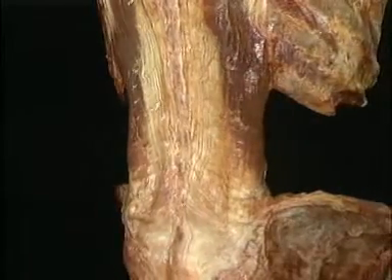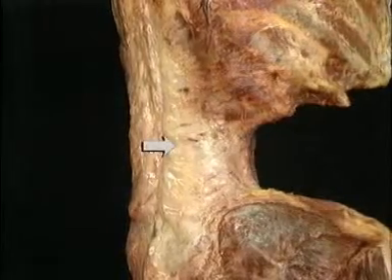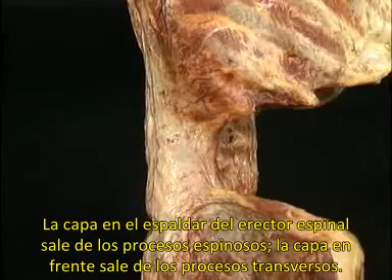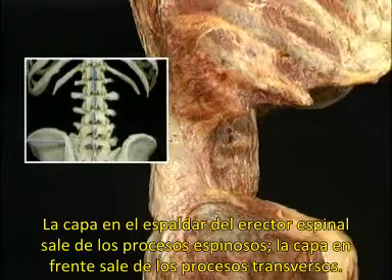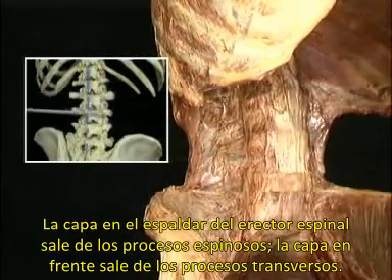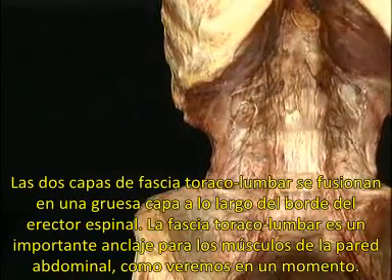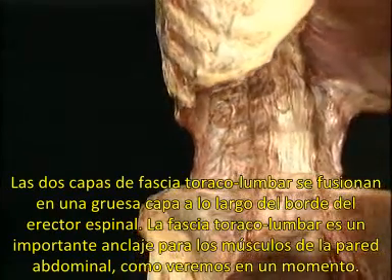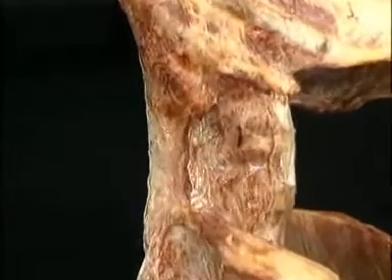The erector spinae muscles are enclosed on the front and on the back by this envelope of tendinous tissue called the thoracolumbar fascia. The layer on the back of the erector spinae arises from the spinous processes. The layer on the front arises from the transverse processes. The two layers of thoracolumbar fascia fuse into one thick layer along the border of erector spinae. The thoracolumbar fascia is an important attachment for muscles of the abdominal wall, as we'll see shortly.